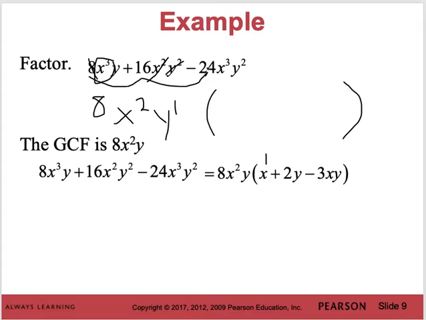And then in the last term, we'd have 24 divided by 8, which would equal 3. x cubed divided by x squared, we would subtract 3 minus 2 to get x to the first power. And y squared divided by y to the first, or y to the 2 minus 1, would also leave us with y to the first power. So we are simplified. We have factored as far as we can go with this expression.